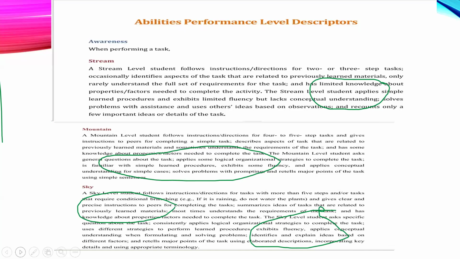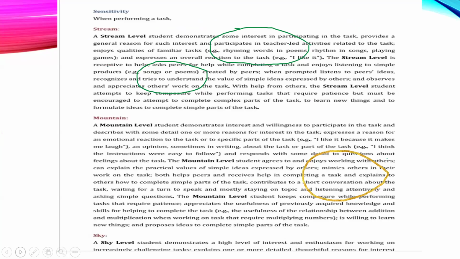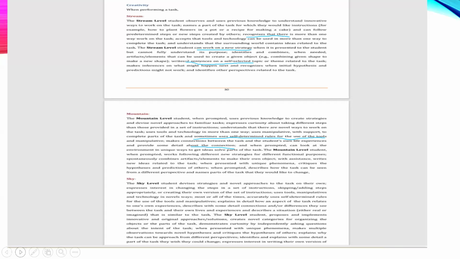So in ability also you have these 3 levels. In sensitivity also you have stream, mountain, sky. And what was the third one? The third one was creativity. Creativity also has the 3 levels, that is stream, mountain, sky.